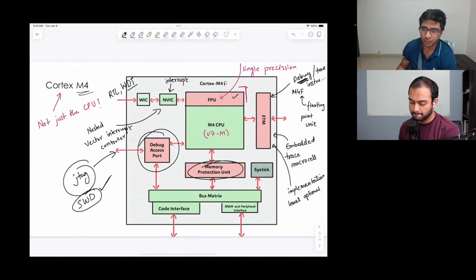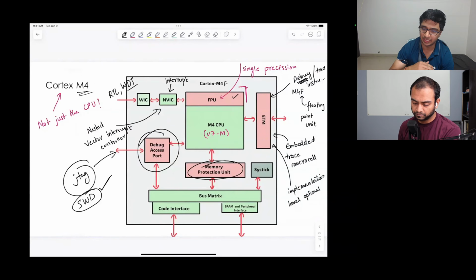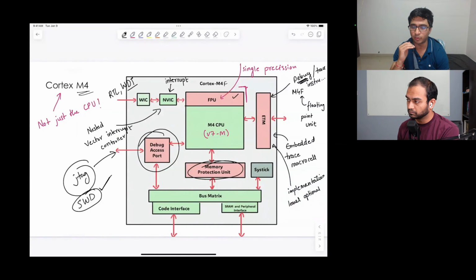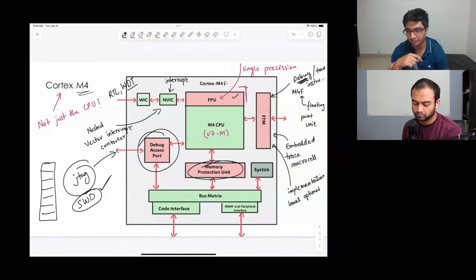Then you have something called the memory protection unit. The memory protection unit is used to segregate memory into different privilege levels. So let's say you want some memory to have a higher privilege level and to be accessed only in kernel mode. Specifically when we talk about RTOS kernels and user space, you want to segregate the memory as well. You want the kernel space to have a higher privilege so that the CPU can access that place only when it's in a higher privilege state.